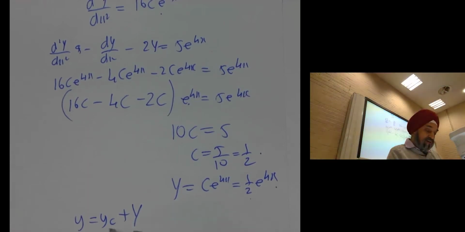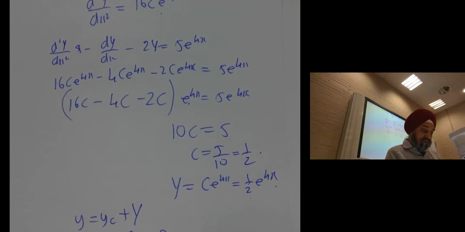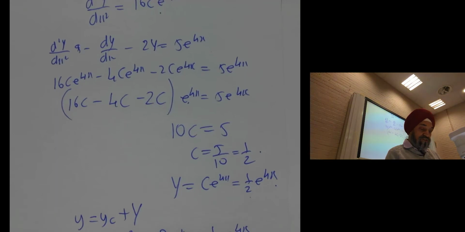So we've got y is equal to yc, so this was equal to ae to the 2x plus be to the minus x, plus half e to the 4x. So that's your general solution to that.